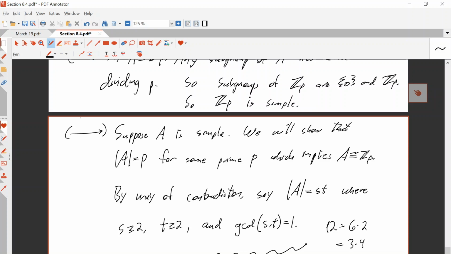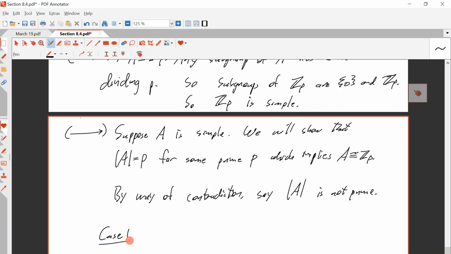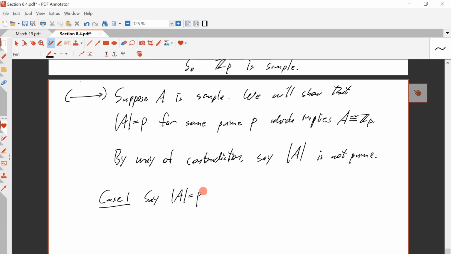Oh no, I'm sorry. This is case 1, because it has to be not when the order of A is equal to p to the n, a prime to the n. So by way of contradiction, say that the order of A is not prime. In case 1, say that the order of A is equal to p to the m for some prime p.